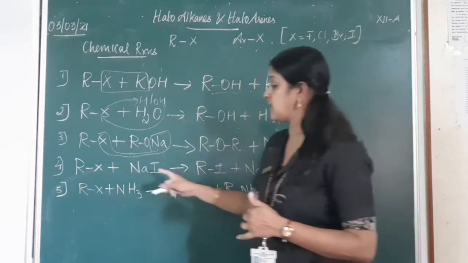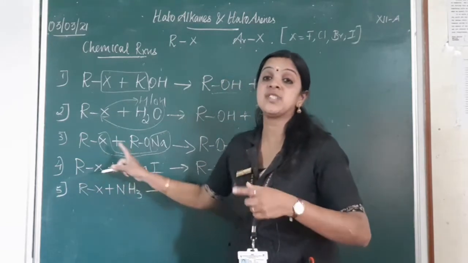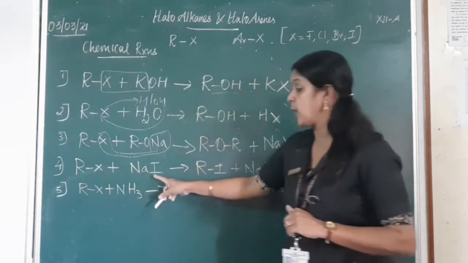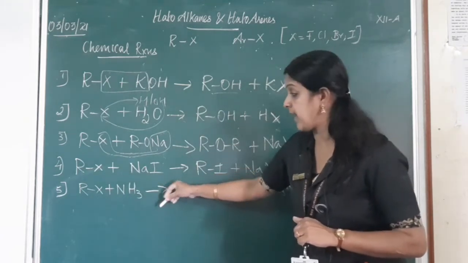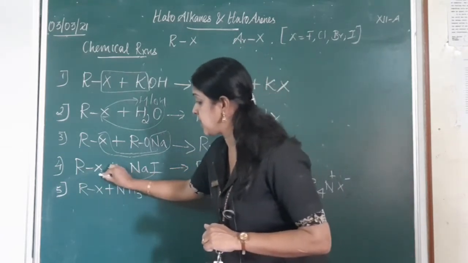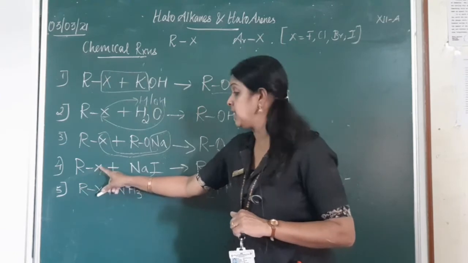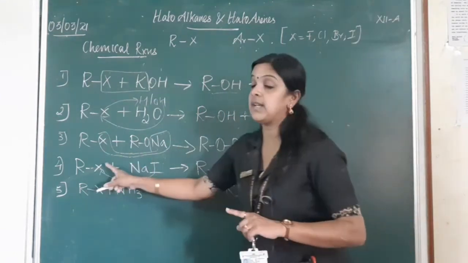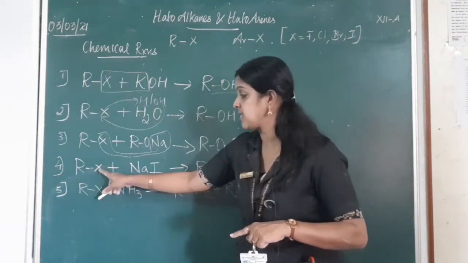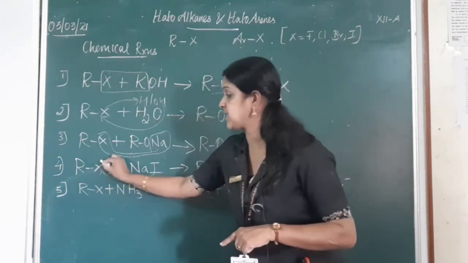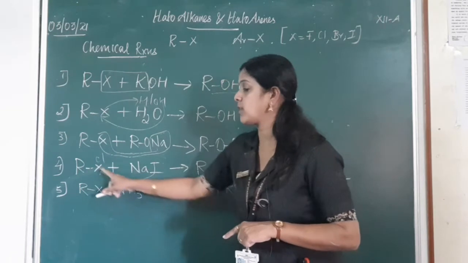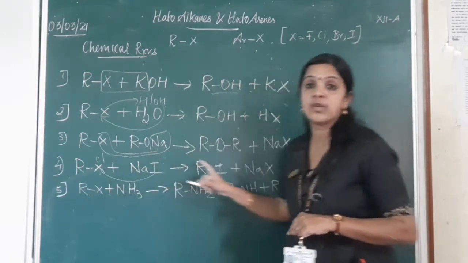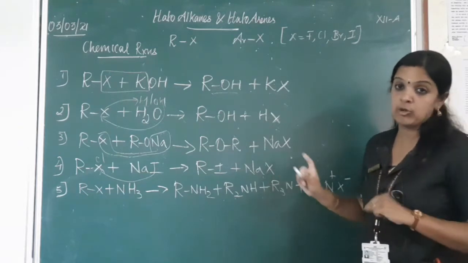The next reaction is a halogen exchange reaction. What is happening here? Haloalkane, when treated with sodium iodide, iodine goes and replaces chlorine. So again a haloalkane is formed, but there is an exchange of halogen taking place. Let's say chlorine is there. Chlorine will be replaced by iodine and sodium will combine with the chlorine and comes out as sodium chloride.